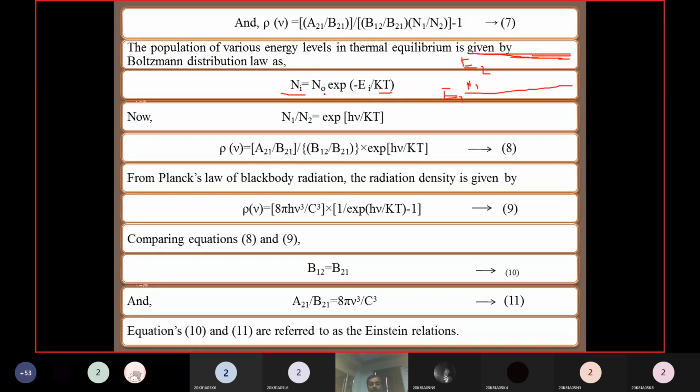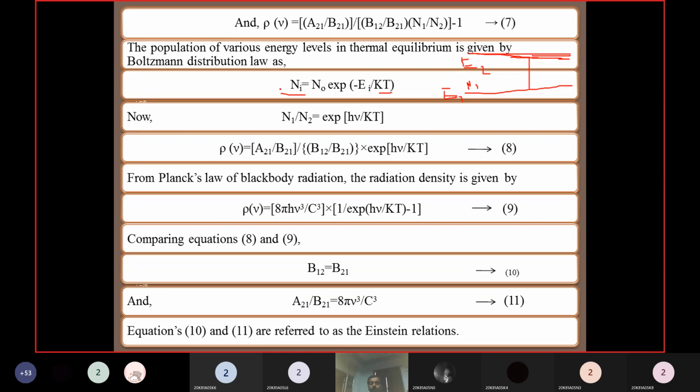So here N1 is equal to N naught into exponential of minus E1 by kT. Now, the energy difference between these two levels is E2 minus E1, okay, E2 minus E1 equal to h nu.